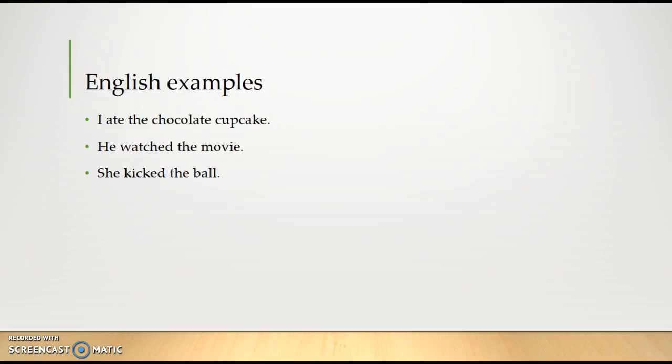In my English examples here, I have I ate the chocolate cake. He watched the movie. She kicked the ball. Do you know what the direct objects are in those sentences? Think about that for a second. So to find the direct object, you ask the question, what got verbed?